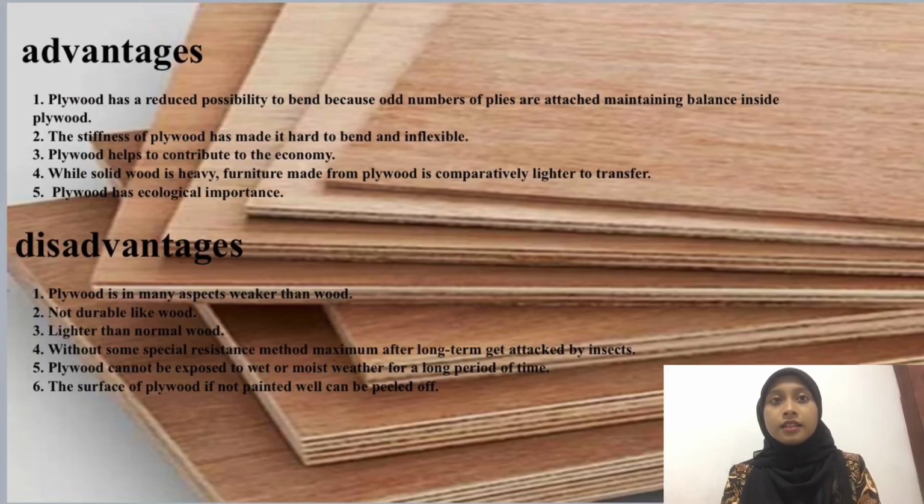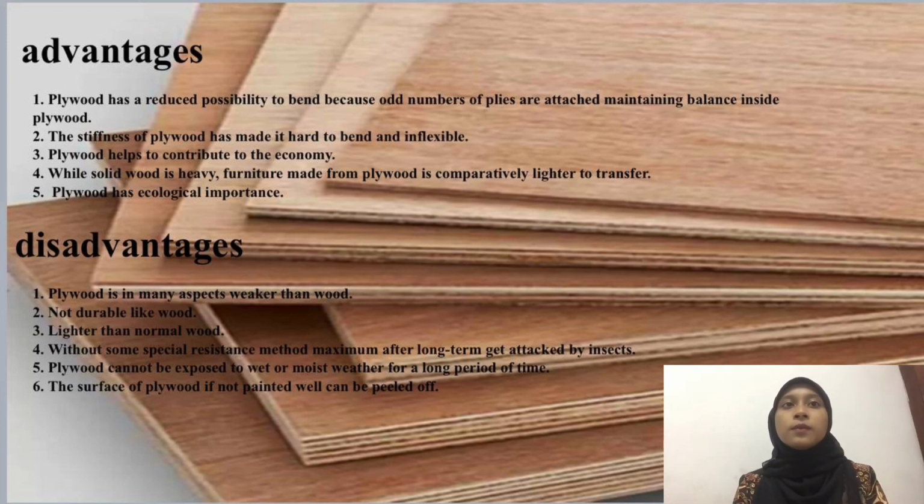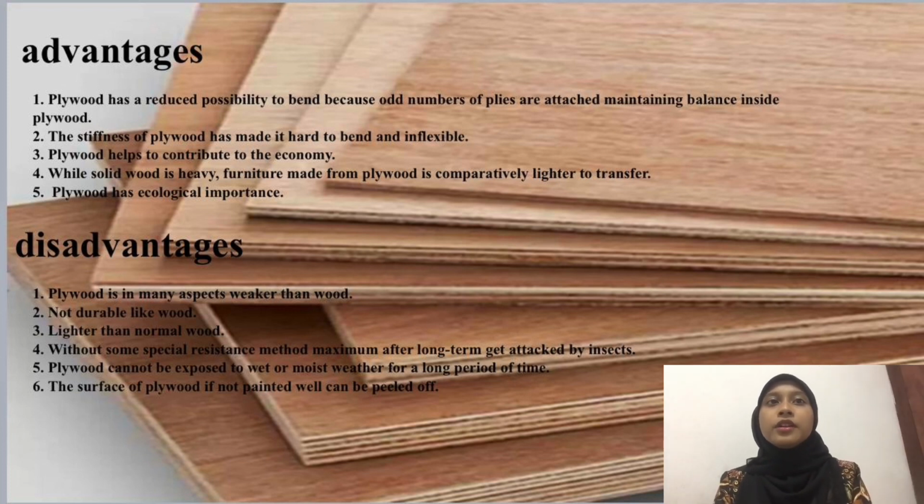The advantages are, the first one, plywood has a reduced possibility to bend because an odd number of layers are attached inside plywood. Number 2, the stiffness of plywood has made it hard to bend and inflexible. Number 3, plywood helps to contribute to the economy. Number 4, while solid wood is a heavy furniture, furniture made from plywood is comparatively lighter to transfer. Number 5, plywood has ecological importance.